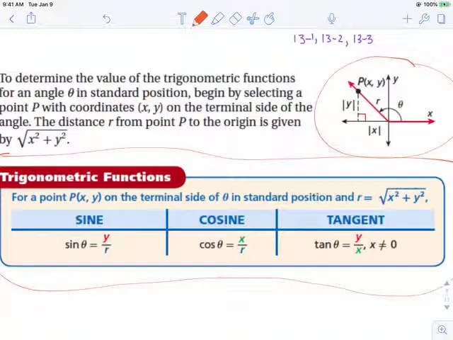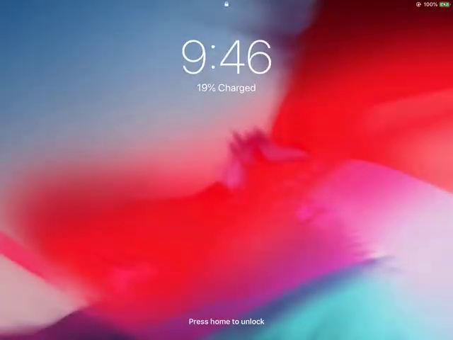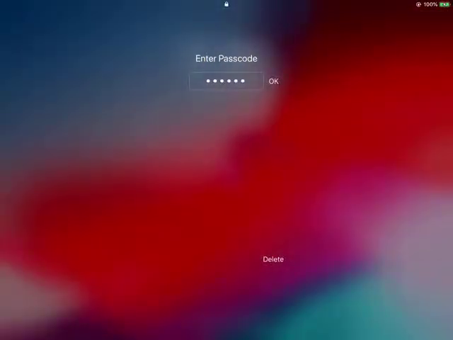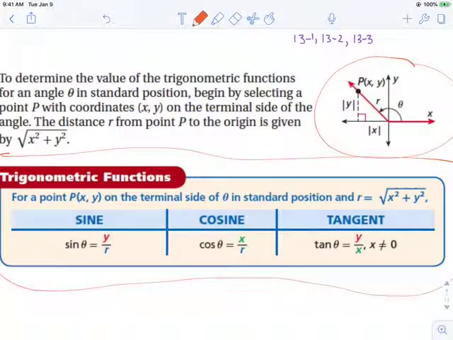This tells me the x value. This tells me the y value. So I can look at it as a triangle. We're going to actually try it. So it's good to ask these questions.